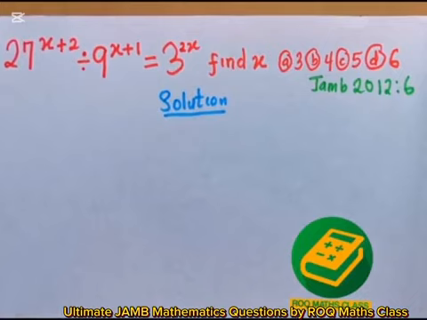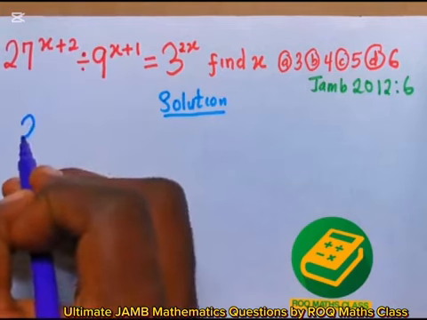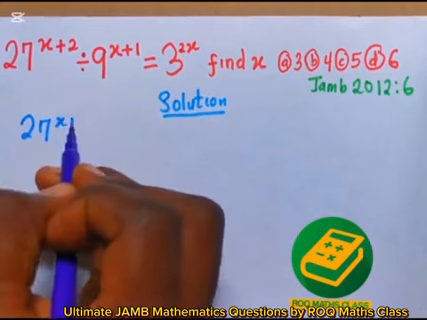27 to the power of x plus 2 divided by 9 to the power of x plus 1 is equal to 3 to the power of 2x. Find x, and we are given the following options. JAMB 2012 question 6.